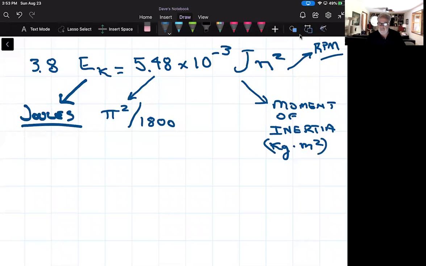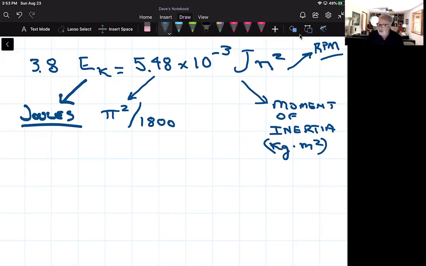So we need to quantify that and be able to work with those types of situations. To do that, we look at equation 3.8, which gives us an equation for kinetic energy of rotation. Let me point out a few things to you. First off, this is given as energy sub K. It's going to be in joules. This constant is 5.48 times 10 to the negative 3.